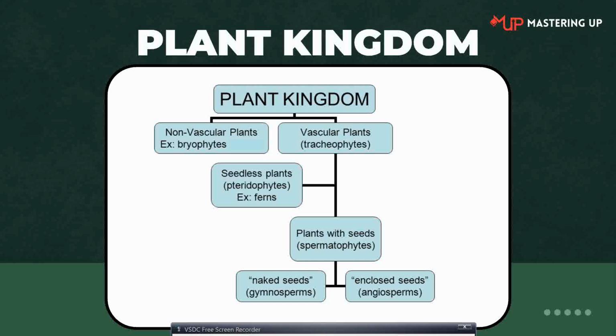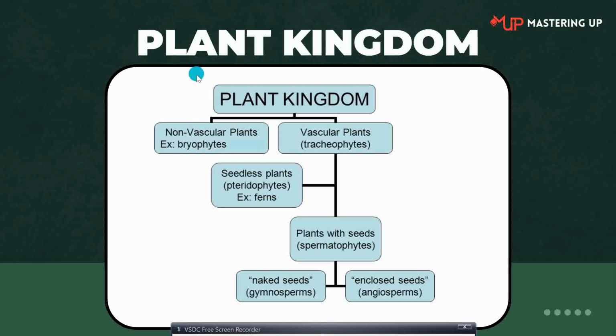Okay, so the vascular plants are also subdivided into two types. Tracheophytes are subdivided into seedless plants and plants with seed. The seedless plants are considered under pteridophytes, you can say ferns, and the plants with seed are spermatophytes, which are of two types: naked seed bearing, that is gymnosperms, and enclosed seed bearing, that is angiosperms.